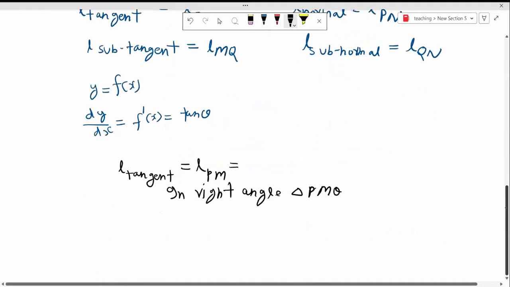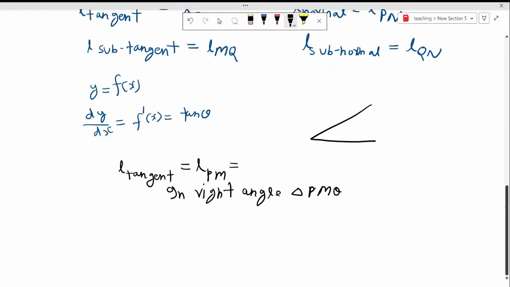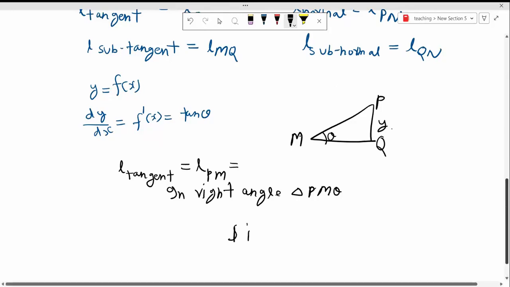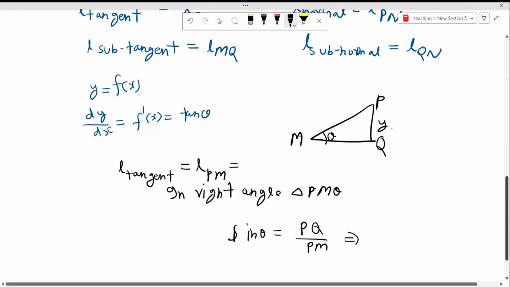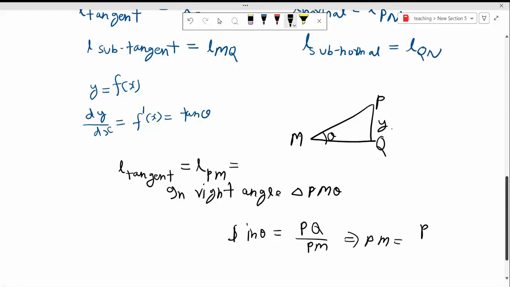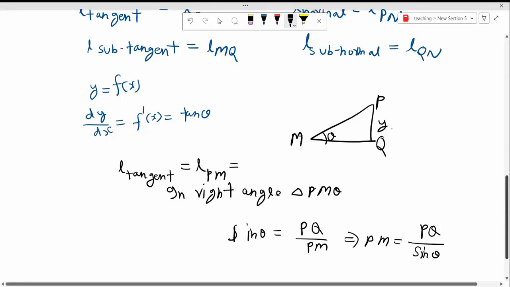So let's move. In right angle triangle PMQ, let's draw this picture because this picture is necessary. This is angle theta, this is y. We are interested in the value of PM and we know the value of PQ. So sine of theta is equal to PQ upon PM. This gives PM is equal to PQ upon sine theta. Let's write this value in a box.